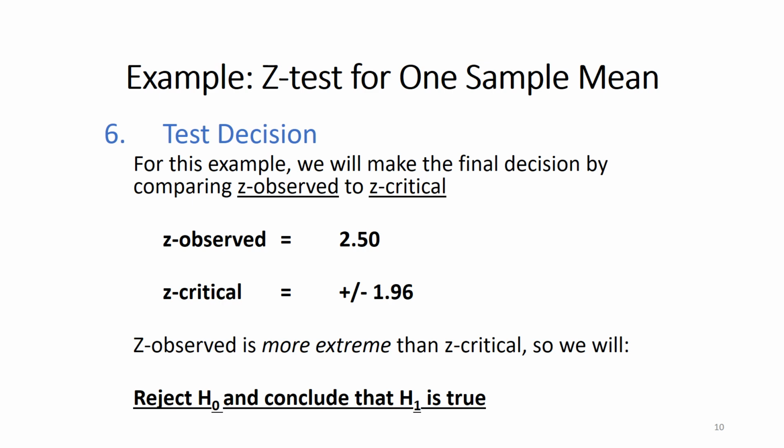So the one thing to look at here is our Z observed, 2.50. And when I say it's more extreme, I mean the absolute value 2.5 is greater than the absolute value 1.96. That's it. That's what I mean by more extreme. So let's take a look at that on the next slide. So next slide.